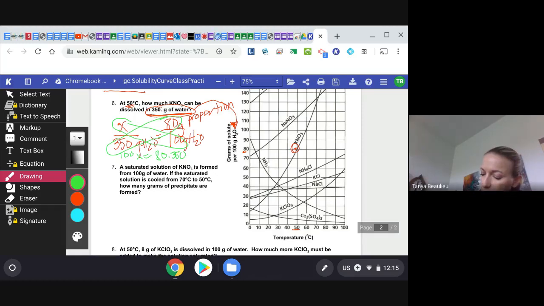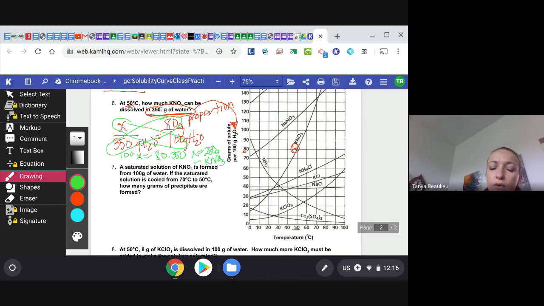All right, so 80 times 350 divided by 100 to get x by itself comes out to be 280 grams. So this one would be 280 grams of potassium nitrate. And again, this should just be close to that value there. If you read it as 79 grams, then you're going to get a different answer, a little bit lower. But again, it just needs to be close there.